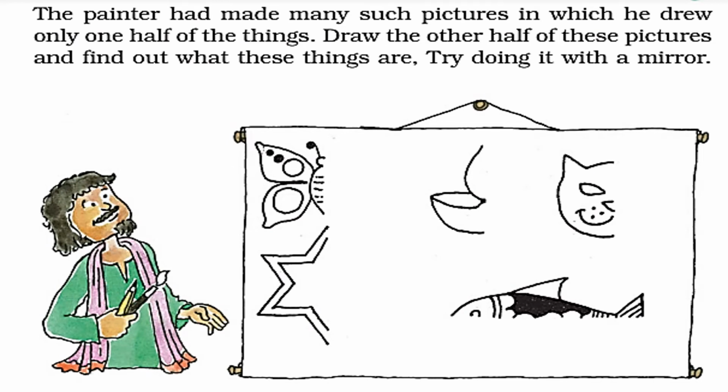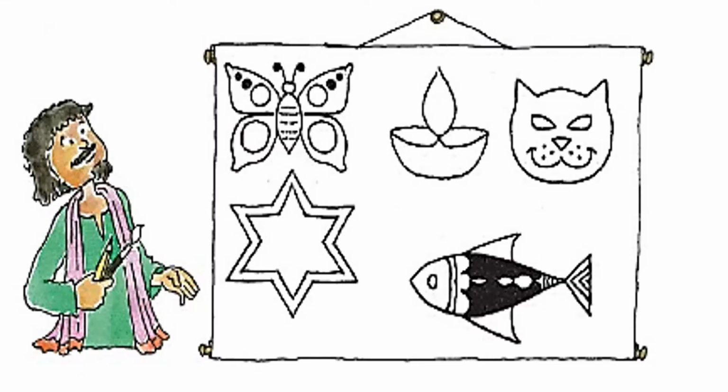The painter had made many such drawings in which he drew only one half of the things. Draw the other half of these pictures and find out what these things are. Try doing it with a mirror. So children, try to put a mirror and find out how the complete picture looks, and then you can draw the other half. See, I have made it for you. The first one is a butterfly, a star, a diya, a mask, and a fish.